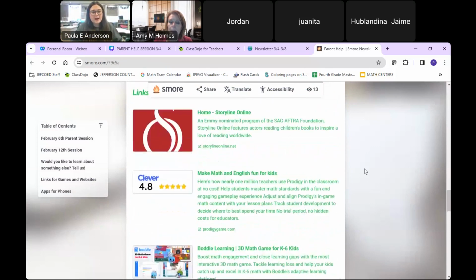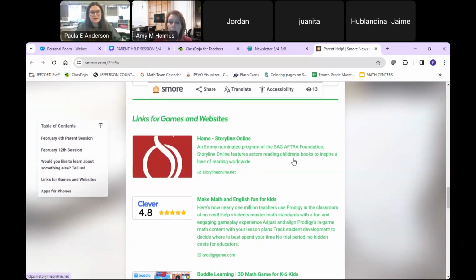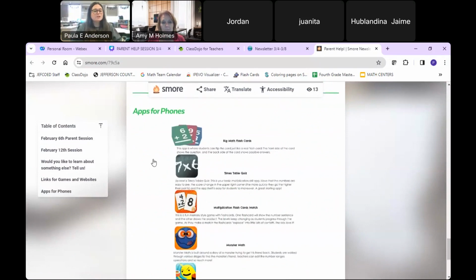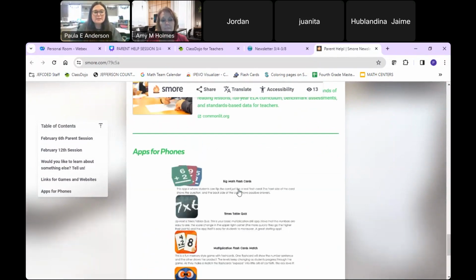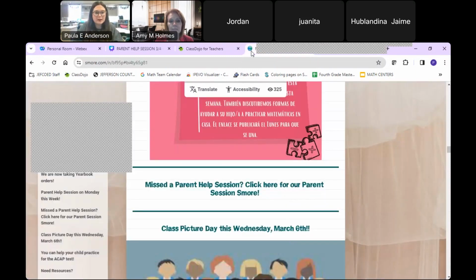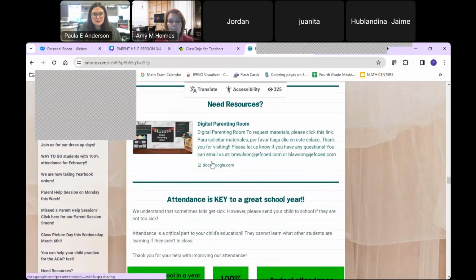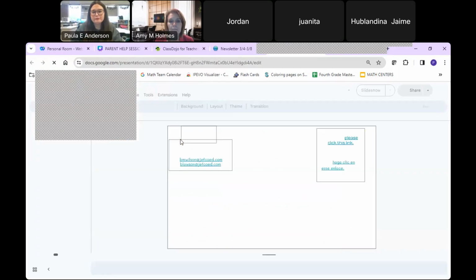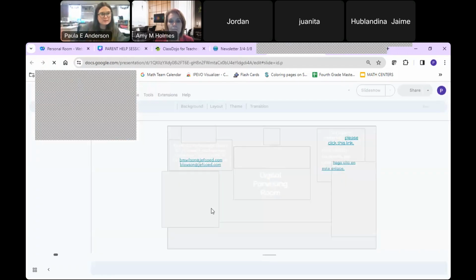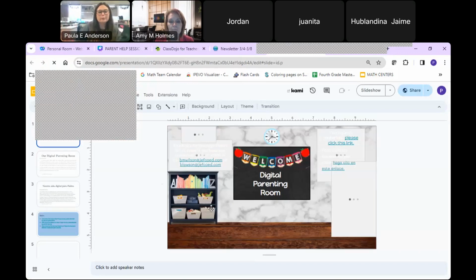Then we have our websites, and we also have some apps for our phones. So once again, if you go to the parent letter, or the family letter, the family newsletter, sorry, and you click right here, it will take you to that. And then lastly, one more thing I want to go over: if you go to the digital parenting room right here, this will bring up all the resources we have for our parenting room at the school.